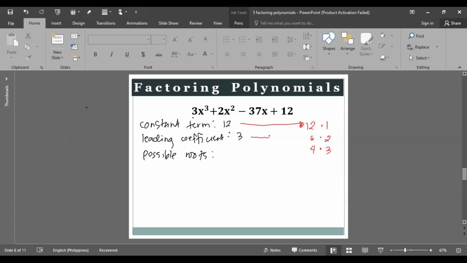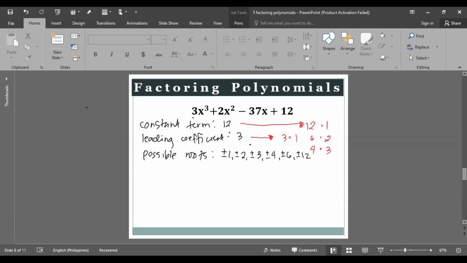How about 3? We have 3 times 1 only. So the possible roots are, isa-isahin natin to, factors ni 12. So lahat yan kasali. We have positive and negative 1, 2, 3, 4, 6, and 12.